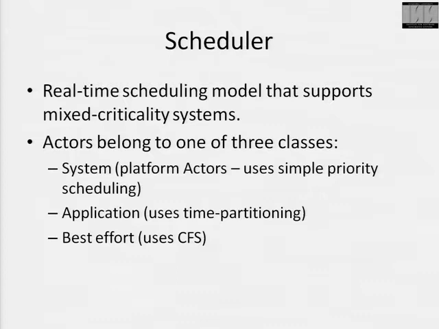The application class is where, similar to the previous talk, we have time partitioning. This is similar to ARINC 653 temporal partitioning, where at design time, you give a period to your actor and you give a duration. And the meaning of that is every period seconds, my actor is going to run for a certain duration. So you have the cyclically repeating period, and the actor is guaranteed to run during that slot.